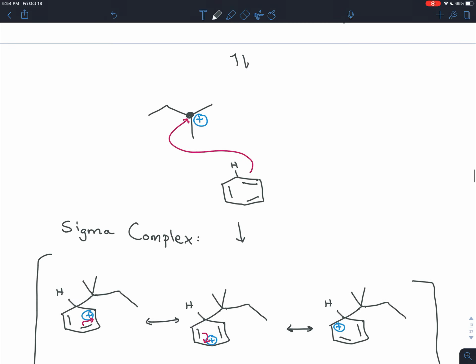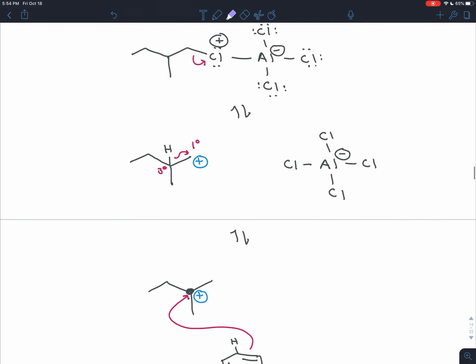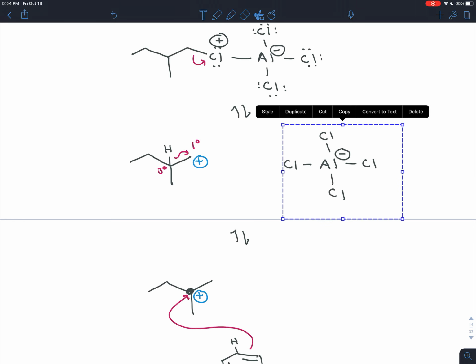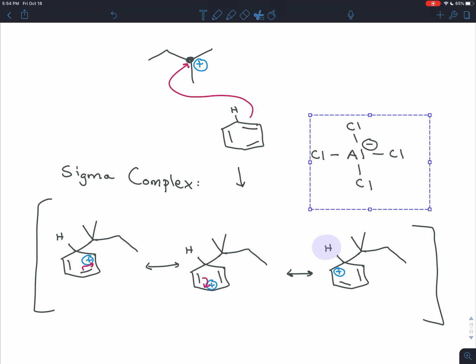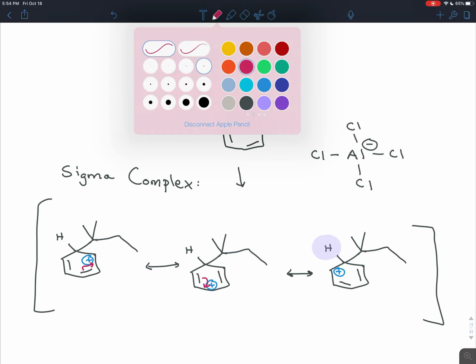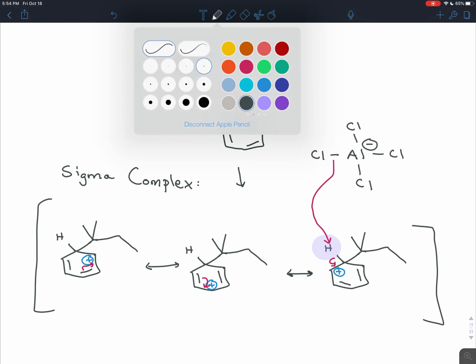Benzene was aromatic. And so we need some sort of a base to come in and steal this hydrogen and restore the aromaticity. And that is where our catalyst comes in. All of the electrons here are repelling each other. They're trying to push one of the chlorines off. One of the chlorines takes its electrons, leaves that molecule, steals the hydrogen, and the electrons that were going to the hydrogen go to restore aromaticity.